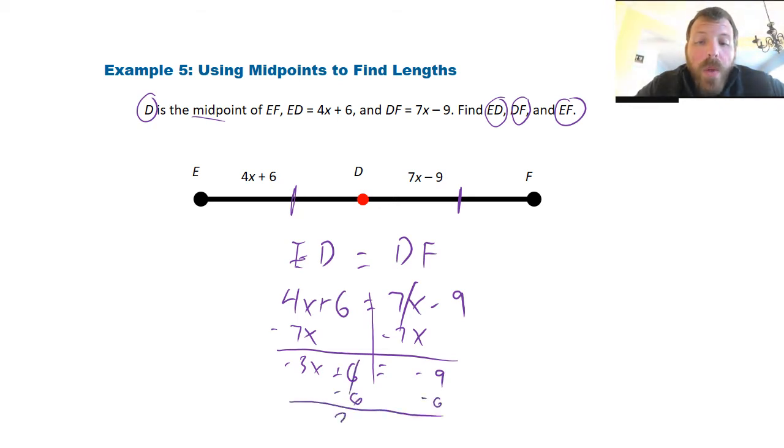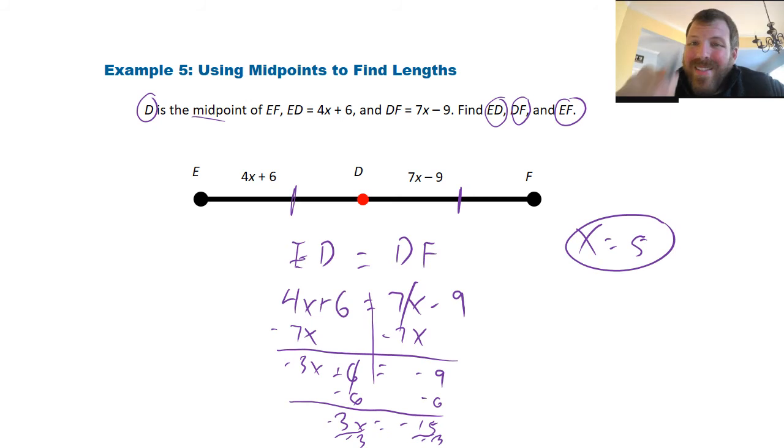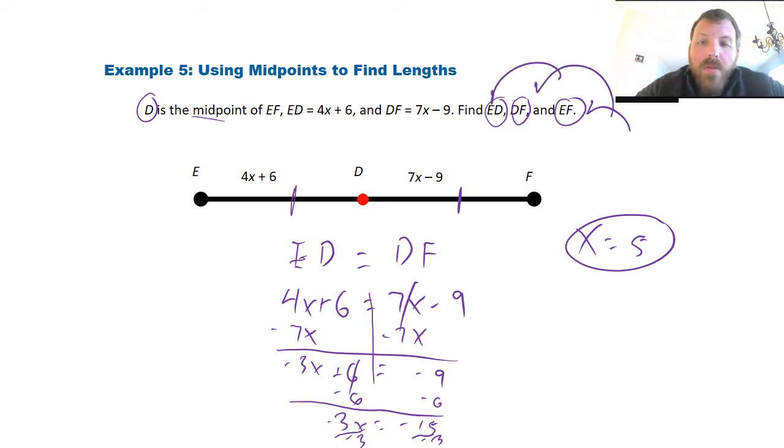I'm going to get negative 3x equals negative 15, right? Then you divide. Let's just divide by negative 3. That's going to give me x equal to positive 5. But again, that's not my answer because remember, I'm trying to find each of these pieces, right? So let's go ahead and find ED first.